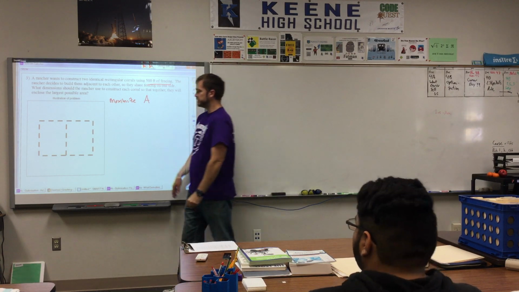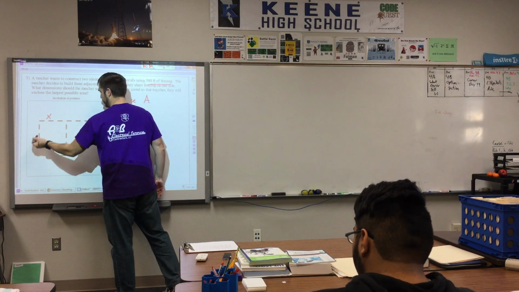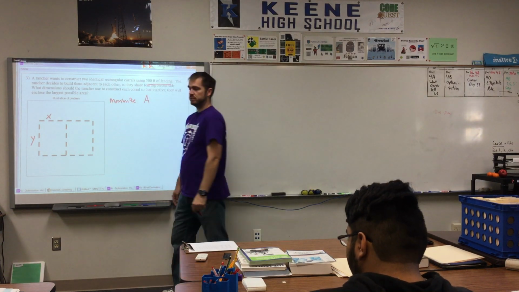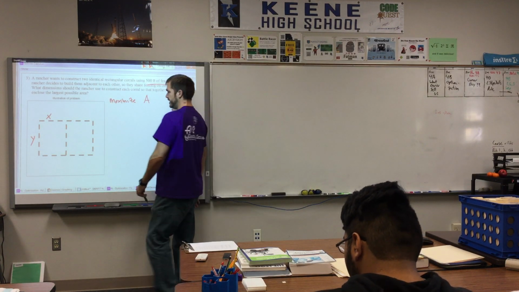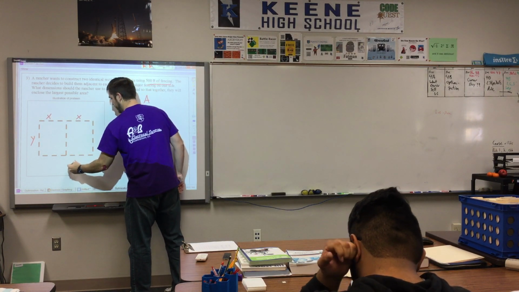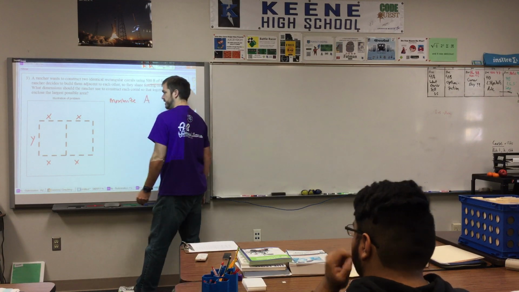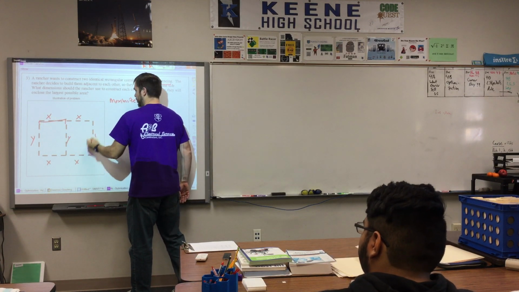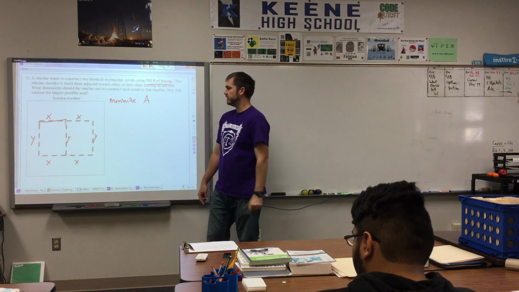We're going to need some labels here. I'm going to choose X for this distance right here and Y for that distance. It's horizontal and vertical. If that's the case, then I have an X here, an X here, an X here, and an X there, meaning X is that distance right there. Y would correspond to some of those.